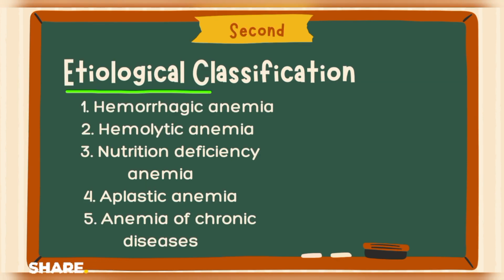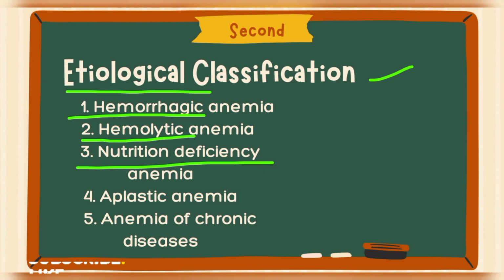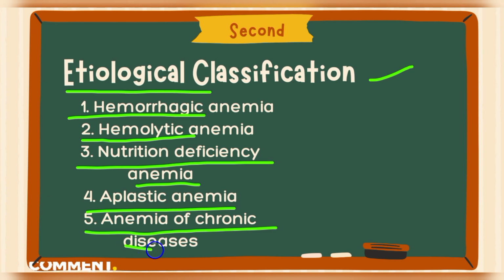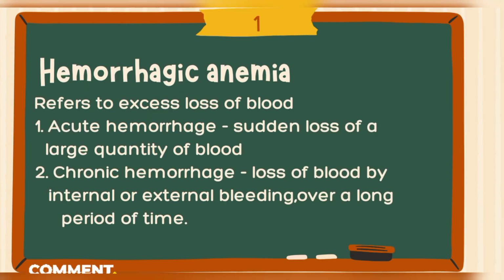Now we will see the second classification, that is etiological classification of anemia. This is based on the cause of the anemia and it is divided into 5 types. First is the hemorrhagic anemia, second is the hemolytic anemia, third is the nutritional deficiency anemia, fourth is aplastic anemia, and fifth is the anemia of chronic disease. First is the hemorrhagic anemia.